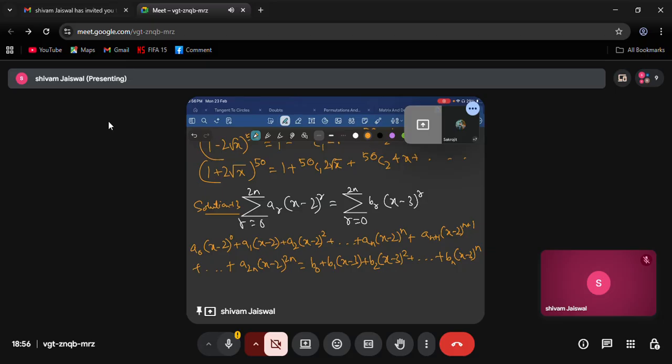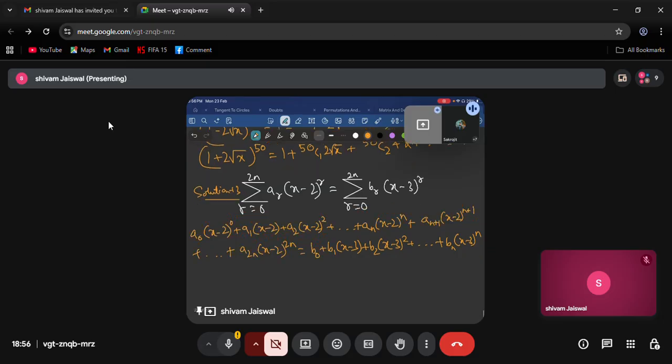Okay, plus dot dot dot goes on like this. Tell me, are you getting it up to this much? Sir, see here, I'm just asking: is a0 the coefficient of (x minus 2) to the power 0? Can I say that in the expansion of (1 plus (x minus 2)) to the power 2n, a0, a1, a2 will be the binomial coefficients?